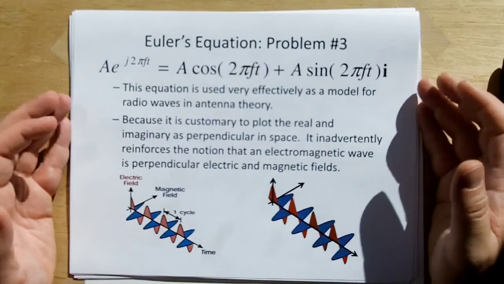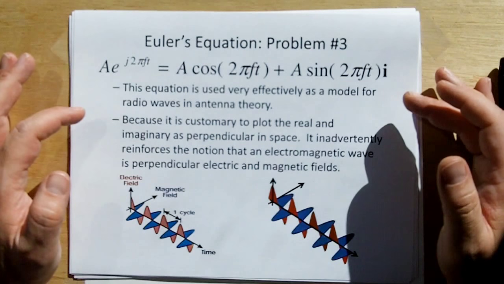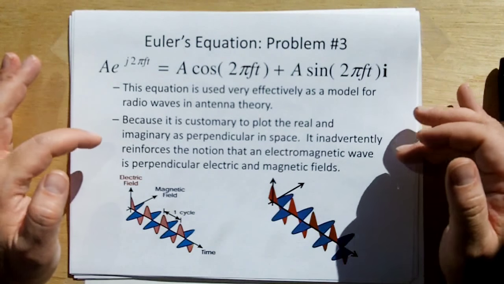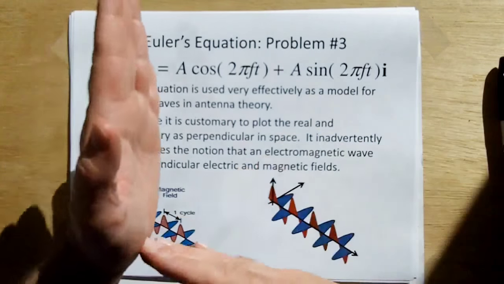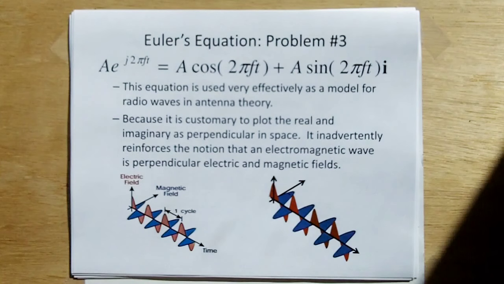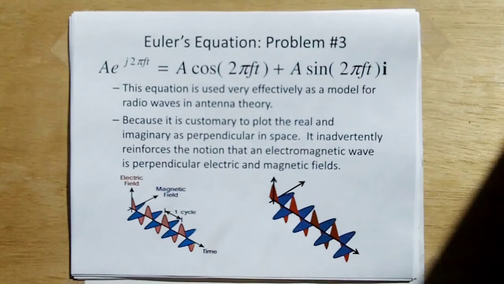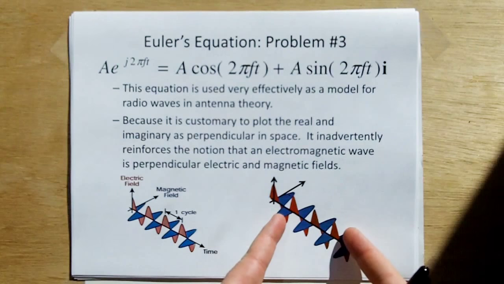Okay, Euler's equation problem number 3. It's a very excellent model for radio waves and in antenna theory. And because it's customary to plot the real and the imaginary as if they're perpendicular in space, we plot the real and the imaginary as if it's perpendicular in space, but it's not. It's just orthogonal as far as units go. But because this mimics what we see in the way Maxwell plotted, where according to Maxwell the electric and magnetic fields really are perpendicular in space, we kind of inadvertently see that these are the same thing when they're most certainly not the same thing. Okay, these are orthogonal energy components. They're actually parallel in space.